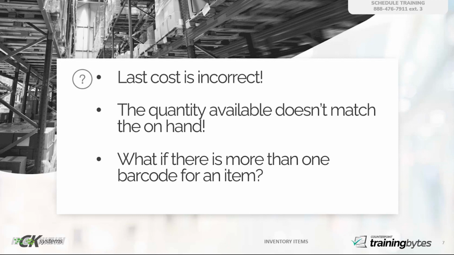Or another one, I have this backpack that I'm selling and the UPC was 12345 when I originally got it, but now that same backpack has a different UPC. Can I have more than one barcode for an item? Absolutely, and I'll show you how.